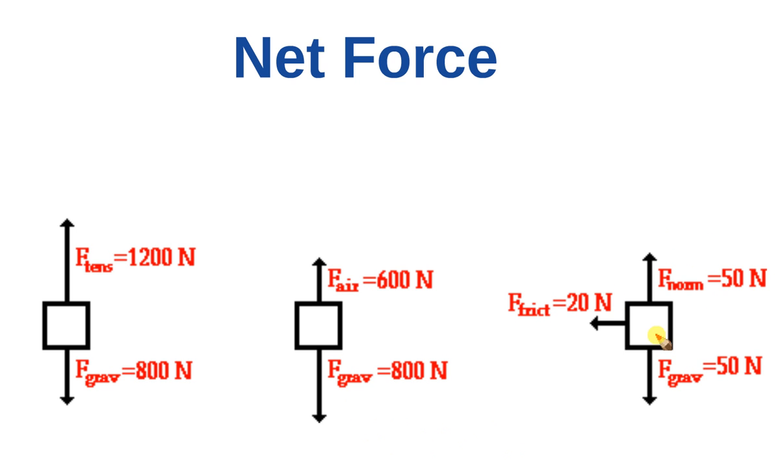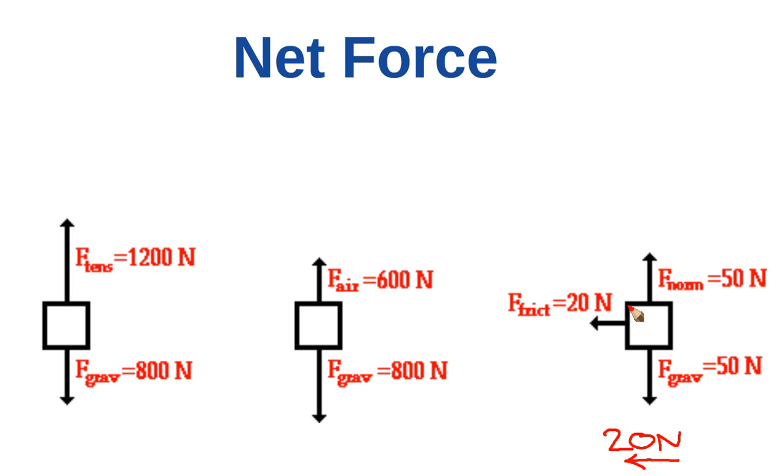Alright, now my third problem looks a little bit more complicated because we've got 3 forces, but let's have a look. We've got 50 newtons acting upward, 50 newtons downward. So the net force up and down is 0. And then we've got 20 newtons acting to the left, and nothing acting to the right, so our net force is 20 newtons to the left. Okay, so with net force, you're just working out the total, and if you've got forces acting in opposite directions, you can subtract the smaller one from the larger one.